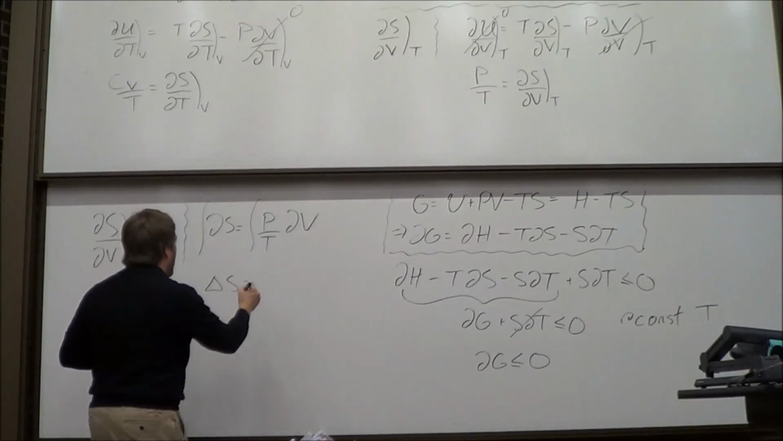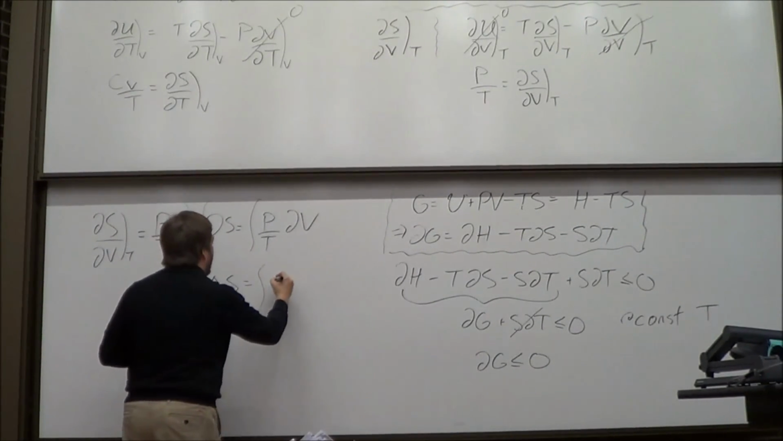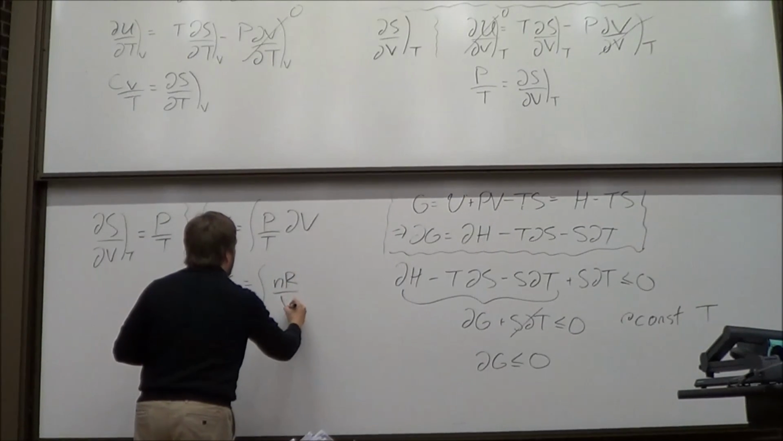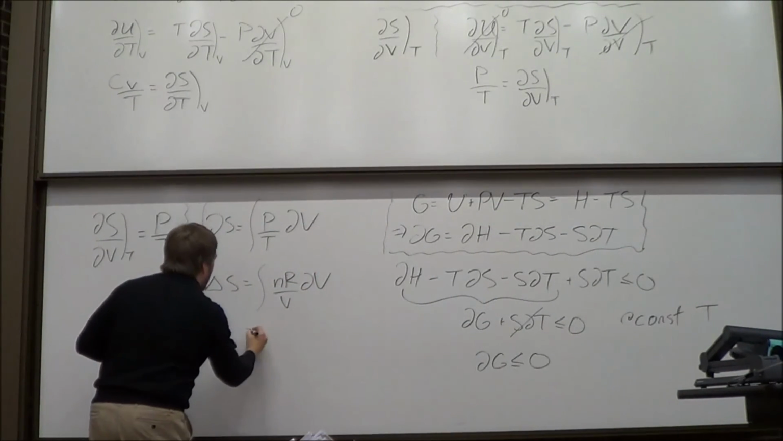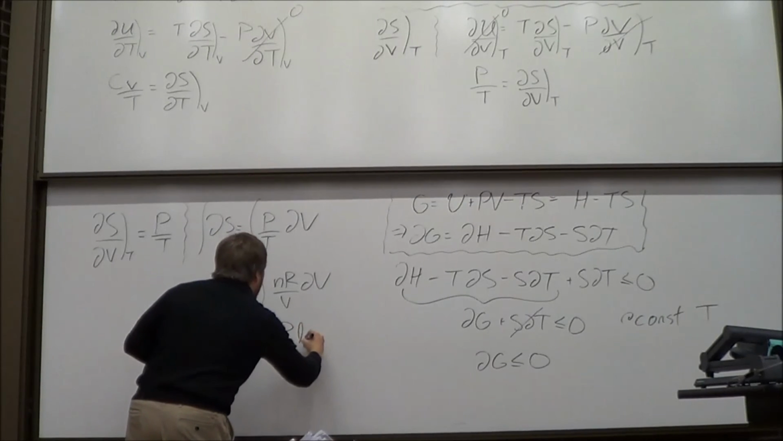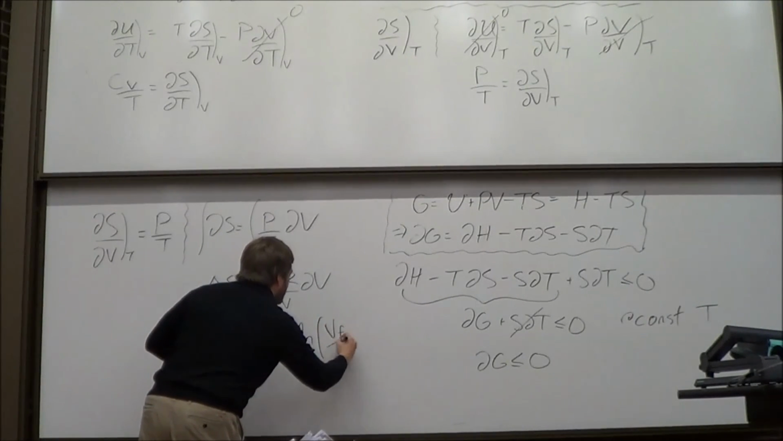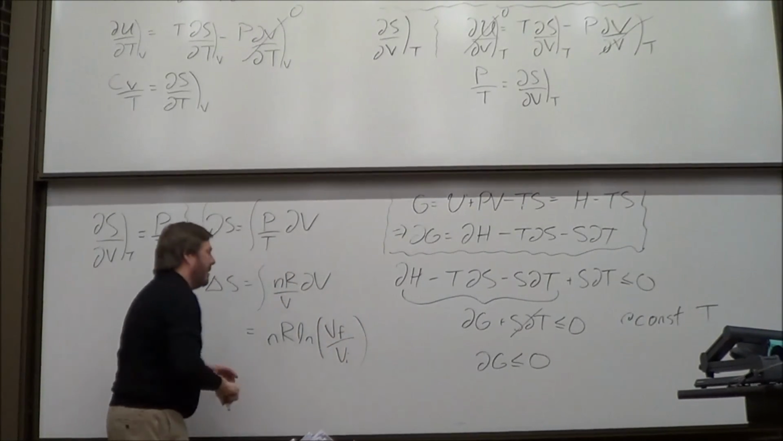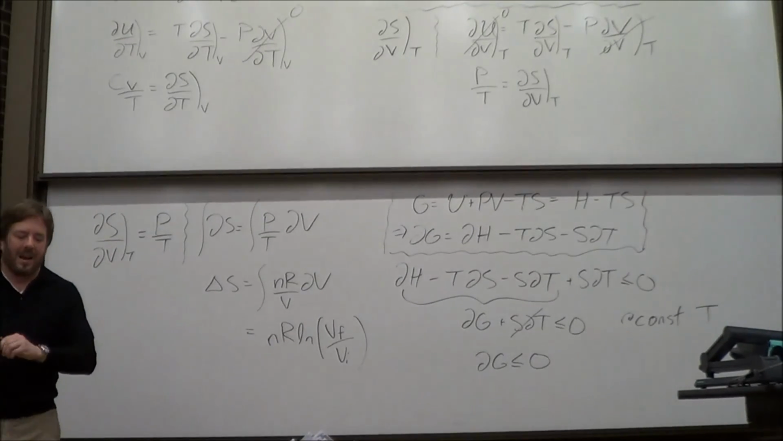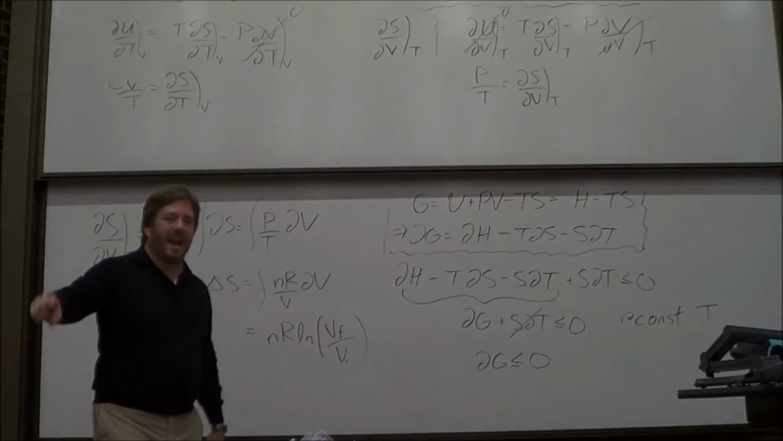So let's integrate it correctly. P over T is NR over V. dV, which is of course NR ln VF over VI. There you go. Alrighty, folks. A's on this side.